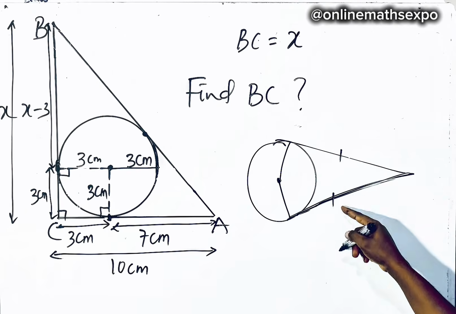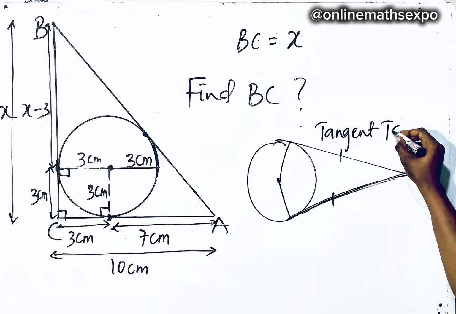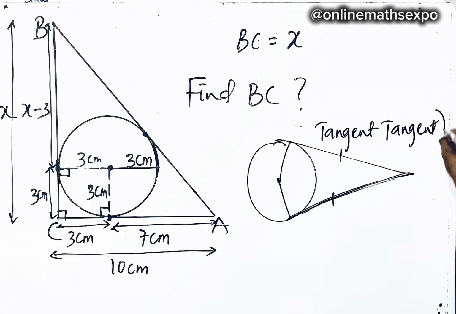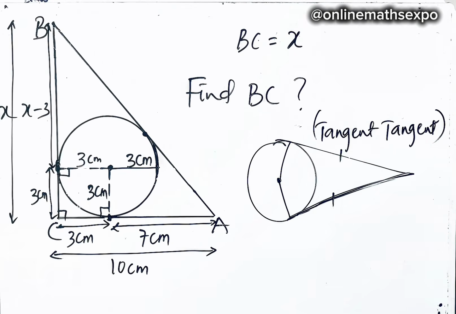So these 2 lengths are equal. This is obeying your tangent and the tangent theorem. Now, go back to the diagram. Can we establish this theorem here? Yes, look at it properly.